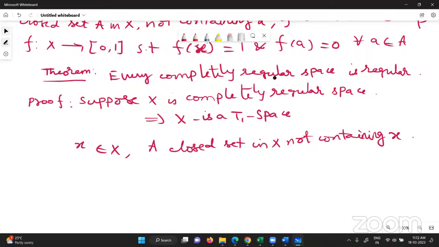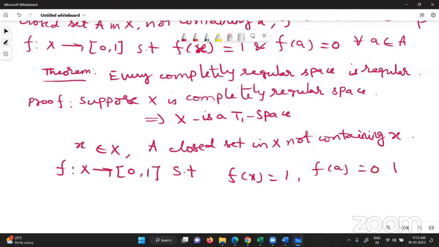Not containing X. Because X is completely regular, there exists a mapping f from X to [0,1] such that f(x) equals 1, because A is not containing x, and f(a) equals 0 for all a belonging to A. Then what you will do, you split the closed interval [0,1] into two sets, [0, 1/2) and (1/2, 1].